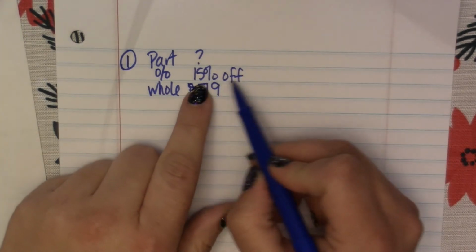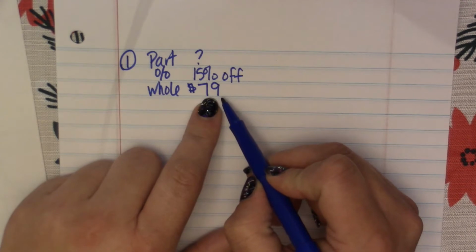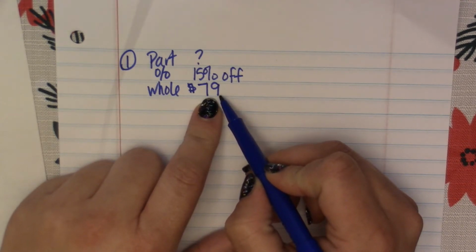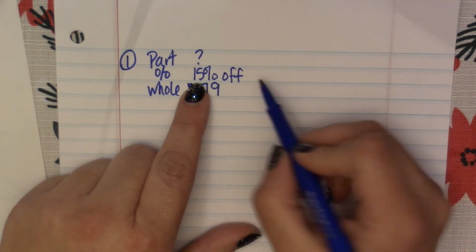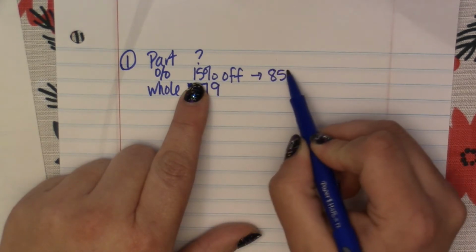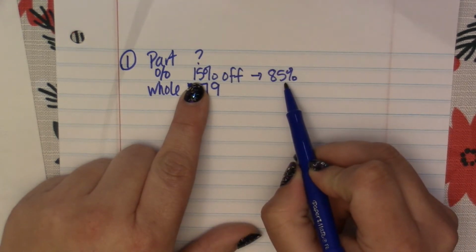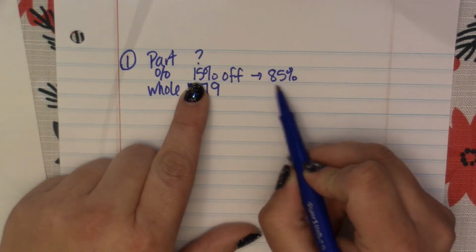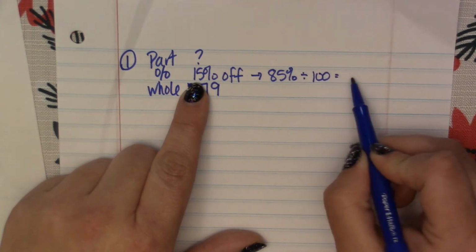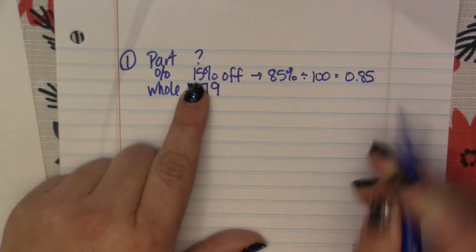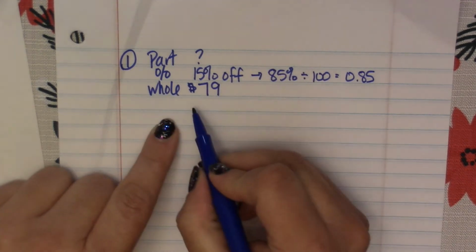So let's talk about this percent. If the price is 15% off, remember that's coming off of the whole, which is 100%. So we're going to take our 100% and subtract out this 15%, and we would be left with the customer paying 85%. So the sale price is going to be 85%. So in order to work with this, we need to change it to a decimal. So we're going to divide by 100, and we get 0.85.